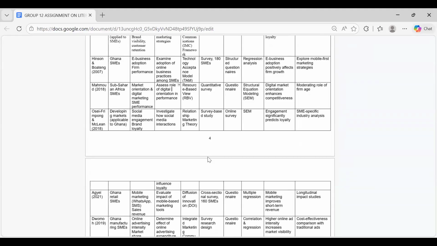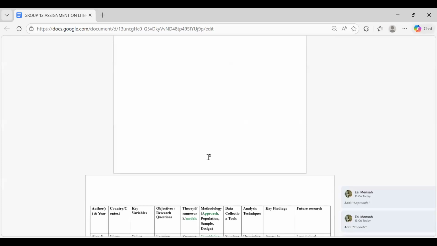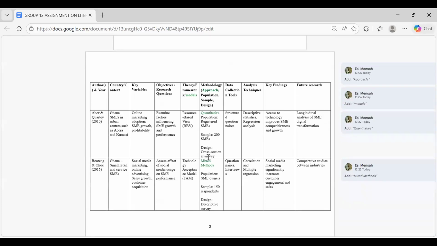So as you can tell, the table is giving you the information you need to populate and write your section. So we are speaking about the dominant approach. Then you can talk about other studies, or a few studies appear to favor mixed methods, such as Boateng and Co 2015, who used a combination of questionnaires and interviews to collect data from 150 respondents.